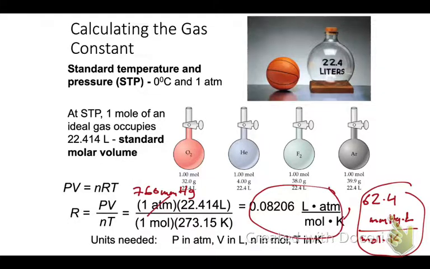It depends on the question you're solving. If you have the pressure in that question in atmosphere, then you're going to choose the 0.08206. If the pressure in the question you're solving is in millimeter mercury, then you're going to use the 62.4.